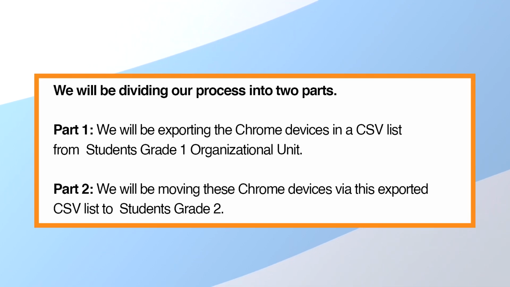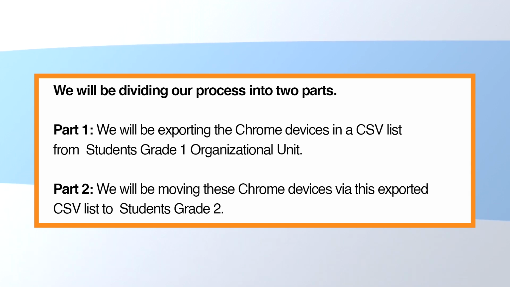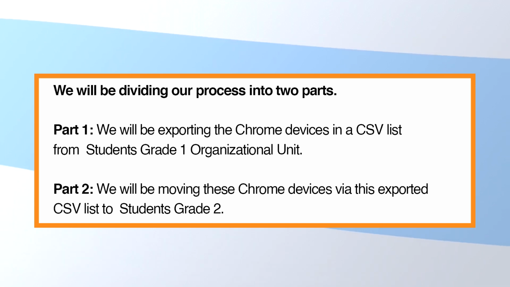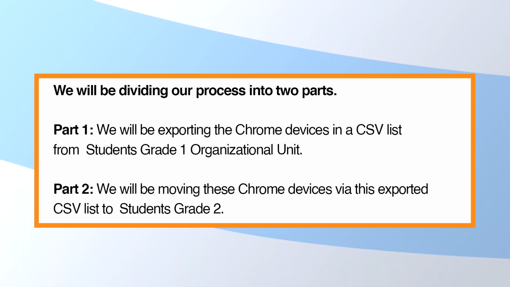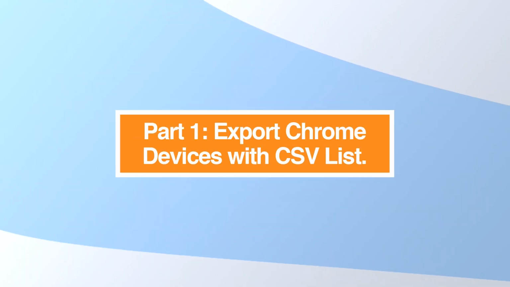Rule instructions. We will be dividing our process into two parts. In Part 1, we will be exporting the Chrome devices in a CSV list from students' Grade 1 organizational unit. In Part 2, we will be moving these Chrome devices via this exported CSV list to students' Grade 2. Part 1. Export Chrome devices with CSV list.